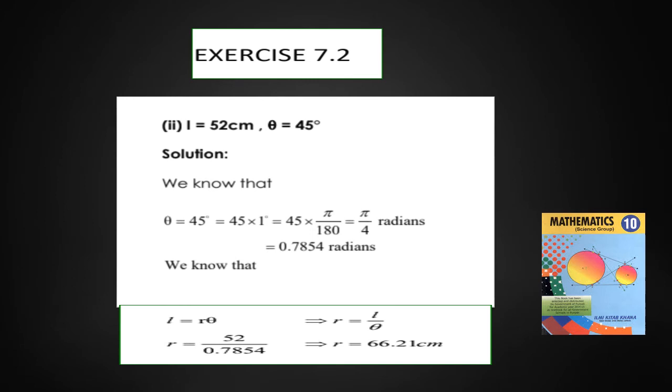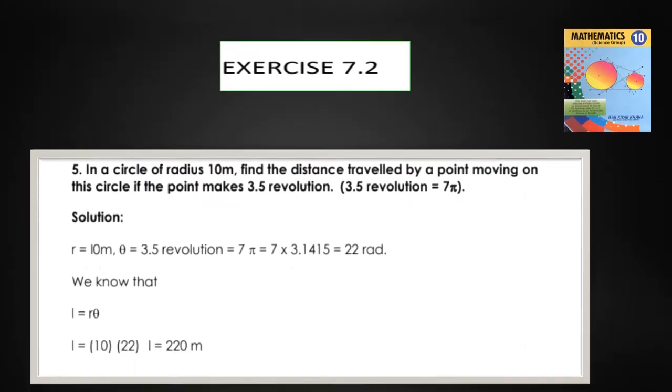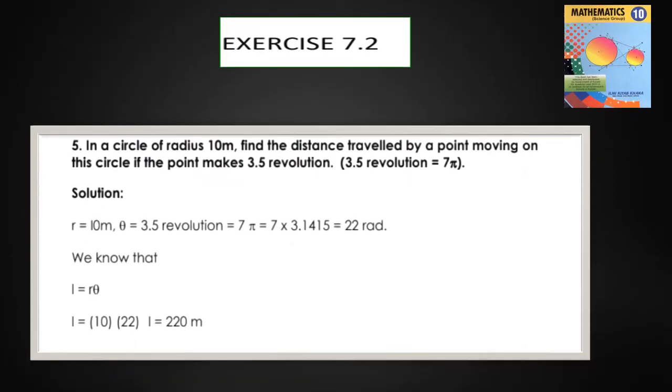L is equal to R theta. We will find R. So R is equal to L by theta. R is equal to 52 divided by 0.7854. R is equal to 66.21 centimeters.